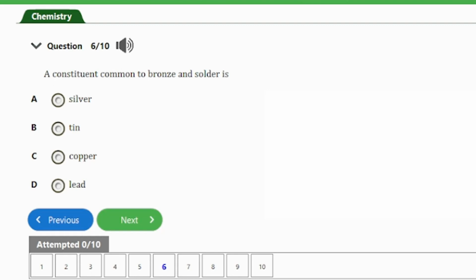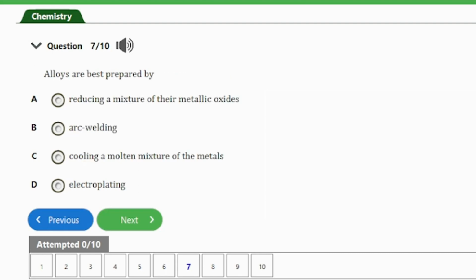Question number 6. A constituent common to bronze and solder is A, silver; B, tin; C, copper; and D, lead. So guys, the answer to this question is option B, and that's tin. Let's recall that bronze is made up of copper and tin, whereas solder is made up of lead and tin. So tin is what's common between solder and bronze. So that's it for that question. Let's consider the next question.